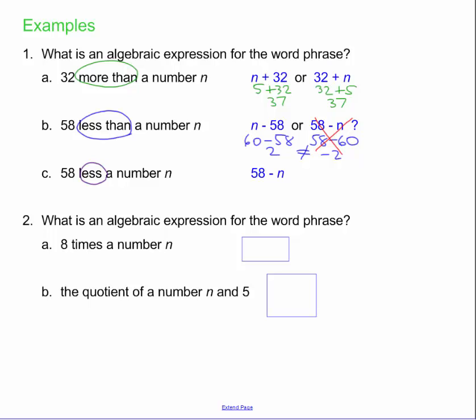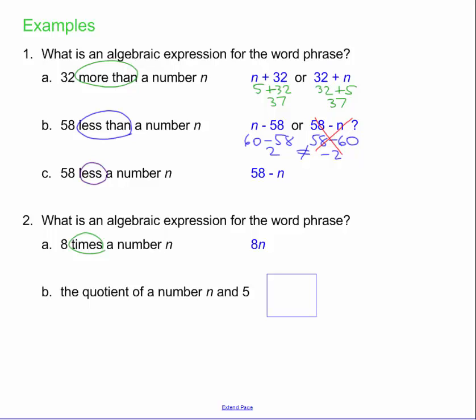In example 2, we need to write 8 times a number n. Well, times means multiply, so we need to write 8 multiply by n. The easiest way to write that is to simply put the 8 next to the n and leave out your little x for multiplying. Sometimes people use a dot, but you don't need either one. You can just write 8n, and that means 8 times n.